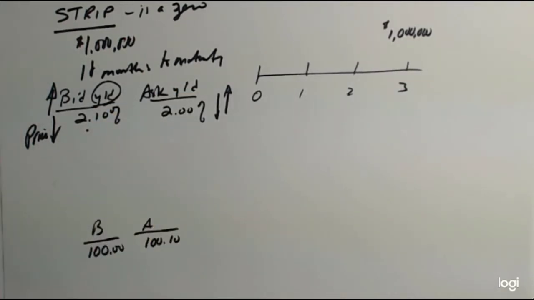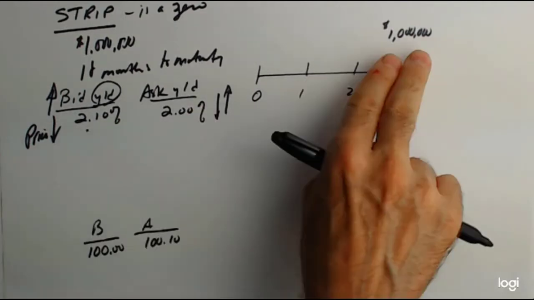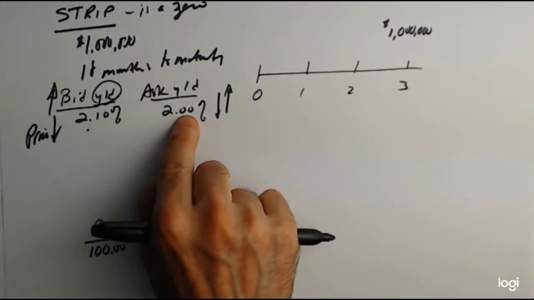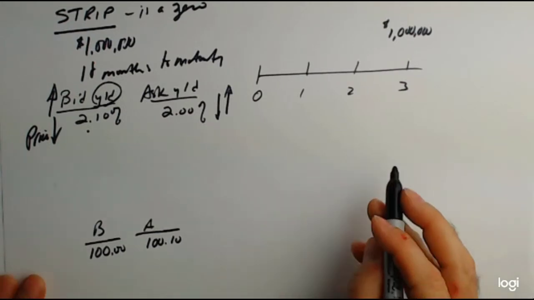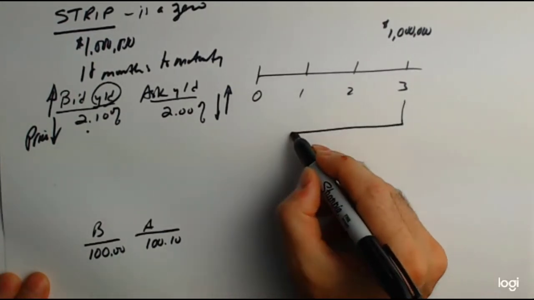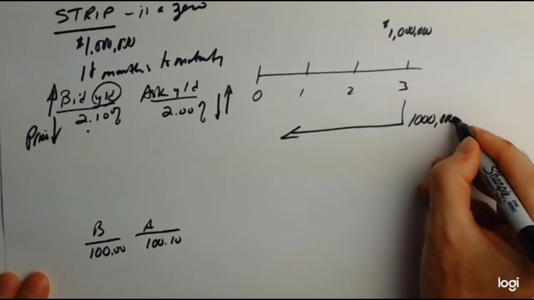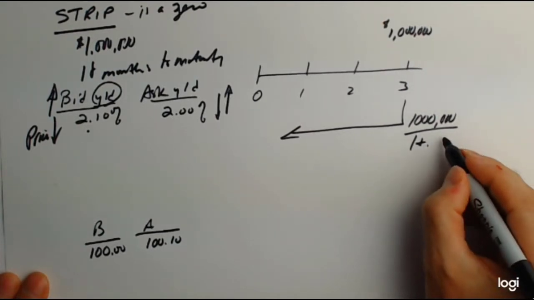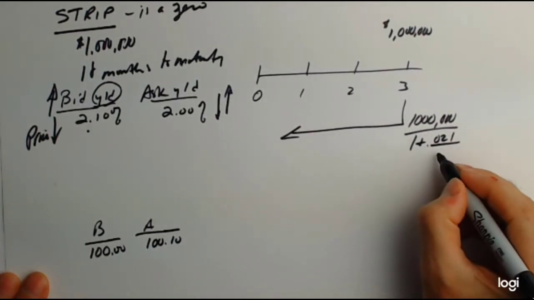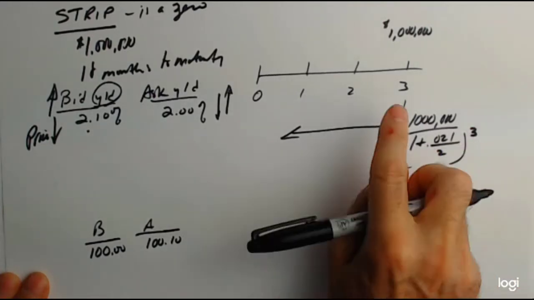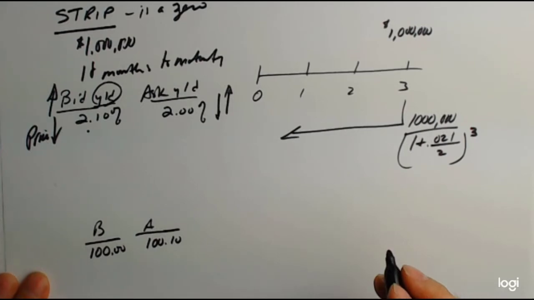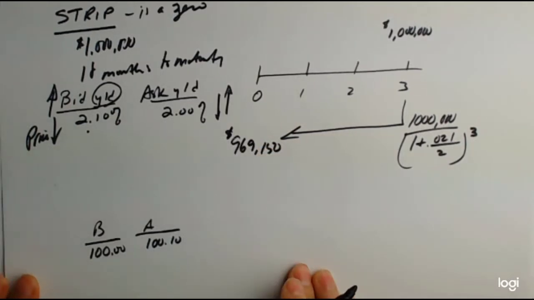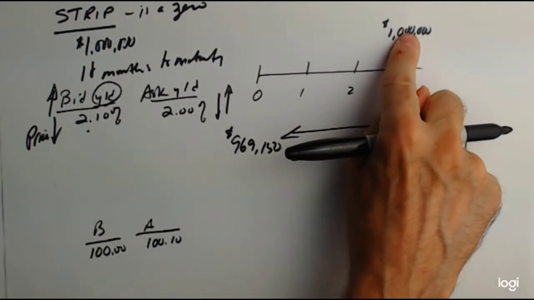Okay, so we can calculate the present value of this strip, which means we're pricing the strip. Let's price it with both yields and see what happens. It's pretty easy. If we take the $1 million and discount it at this number right here, the 2.1%, so 0.021 divided by 2, back 3 semi-annual periods, that turns out to be $969,150. So $969,150 is the present value of this strip.